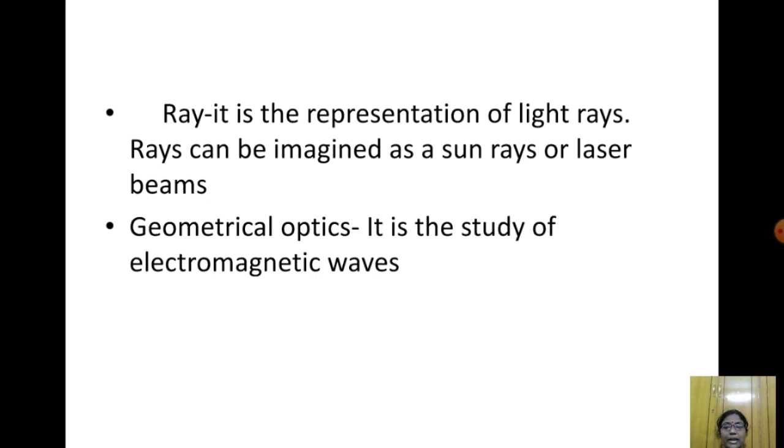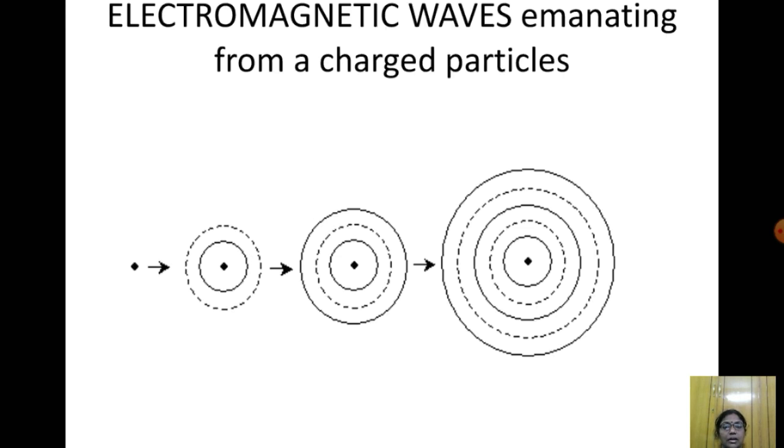So what is a ray? It is the representation of the light rays. It is represented in the form of an imaginary line drawn with a small arrow in front of it. It can be imagined as sun rays or laser beams. Geometrical optics is confined to the study of electromagnetic waves.